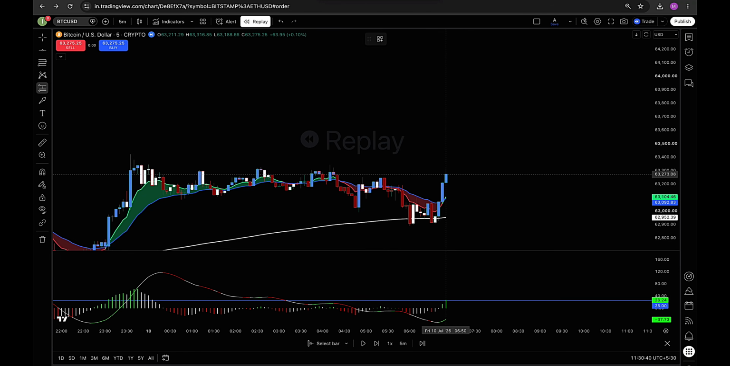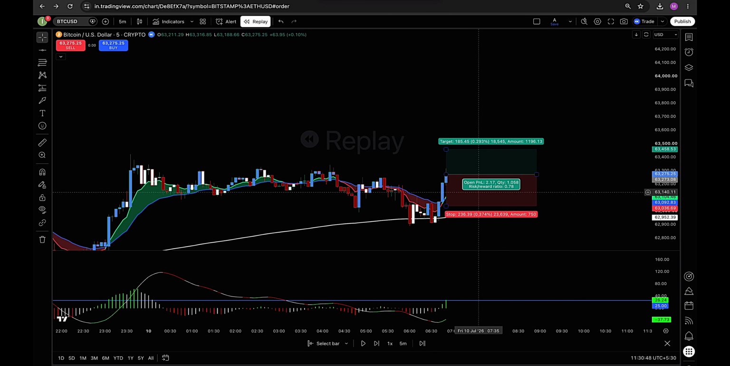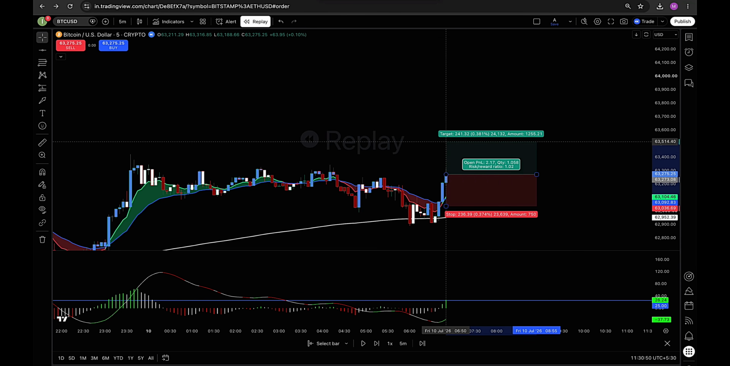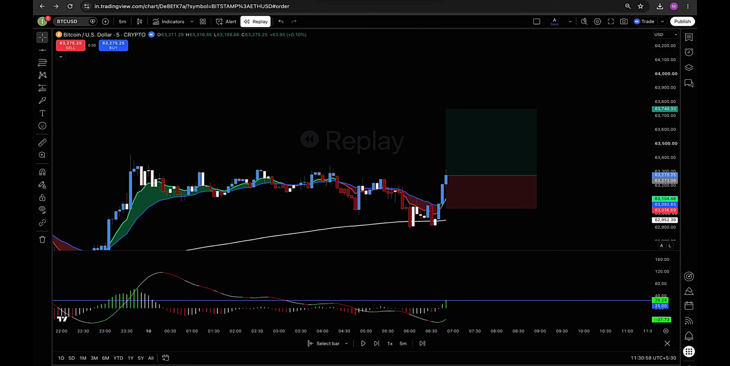We've entered here. Now, where will our stop loss be? Our stop loss will be just at the low of the previous candle. It's a small stop loss, not too big. Our first target will be 1 to 1, and after that, our second target will be 1 to 2. So these will be our targets. Now, let's see if our target gets hit or not.